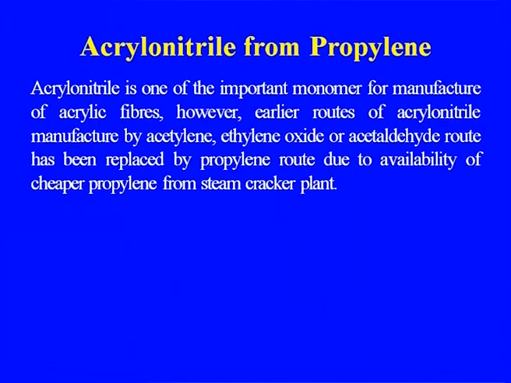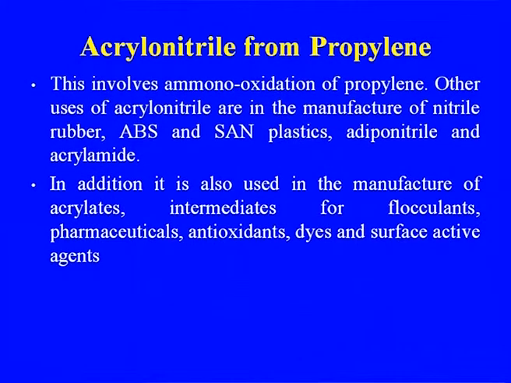Now, let us discuss acrylonitrile from the propylene route. Acrylonitrile is one of the important monomers for manufacture of acrylic fibers. However, the earlier route of acrylonitrile manufacture, from acetylene, ethylene oxide, acetaldehyde, has been replaced by the propylene route due to the availability of cheaper propylene from the steam cracker especially. The process involves ammoxidation of propylene.